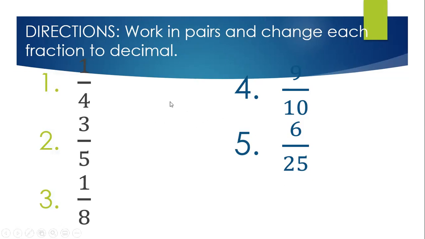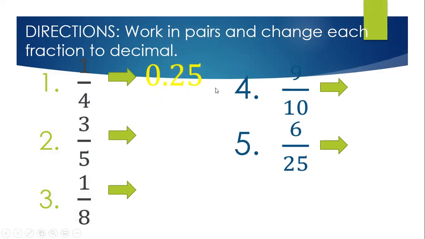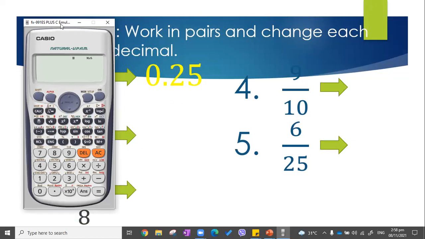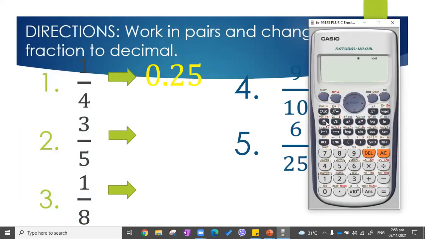For example, 1 over 4. That means 1 divided by 4. So in decimal, that is 0.25. We can also use our calculator, no? For example, 3 over 5, or 3 divided by 5.